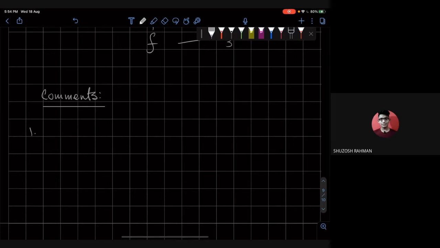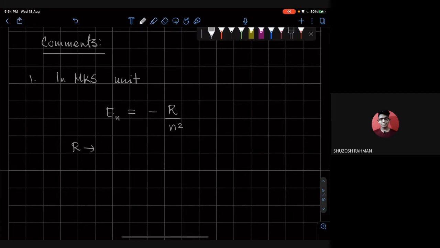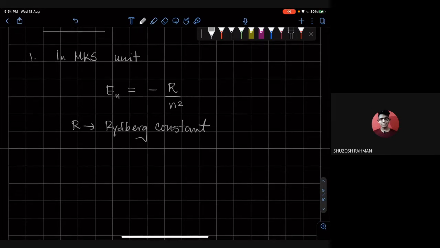Okay, in MKS units, the energy eigenvalues are given by minus R divided by n squared, where R is a constant called the Rydberg constant. And the Rydberg constant is the ionization energy of the ground state of the hydrogen atom, and is given by R equals half m e squared divided by 4 pi epsilon naught h bar, whole squared.